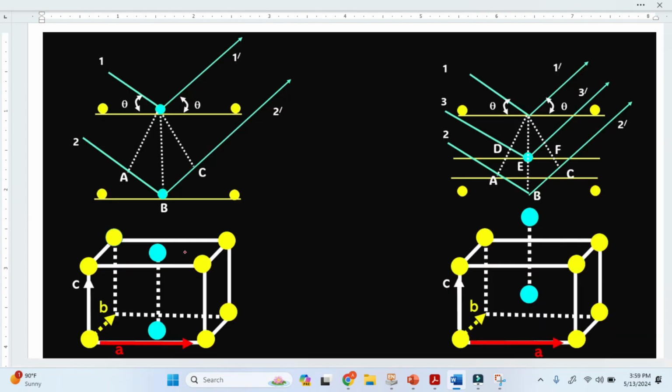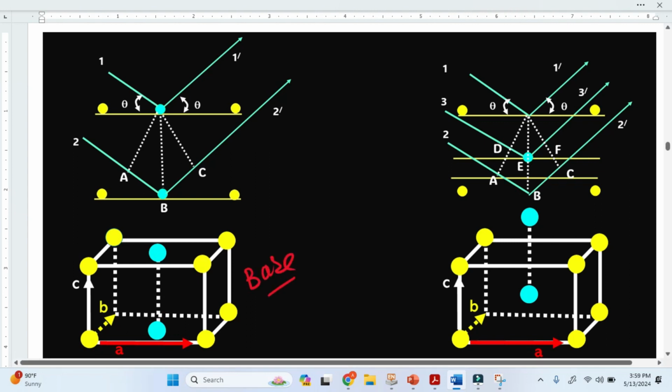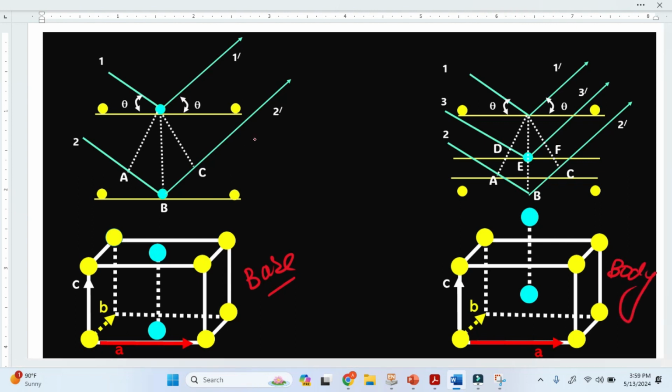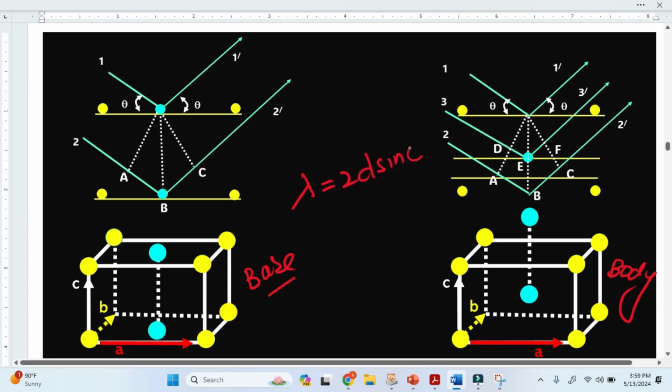Let me explain in detail how intensity depends on the atomic positions. This one is the base orthorhombic unit cell, and this one is the body orthorhombic unit cell. These are the lattices of this unit cell, and these are the lattices of this unit cell. We know that we get diffraction peaks only and only if the reflected rays satisfy Bragg's law. This is Bragg's law.